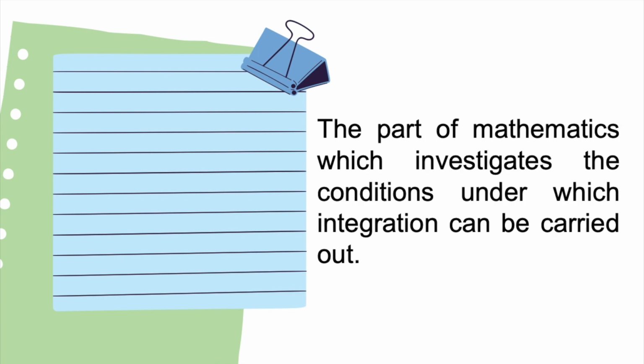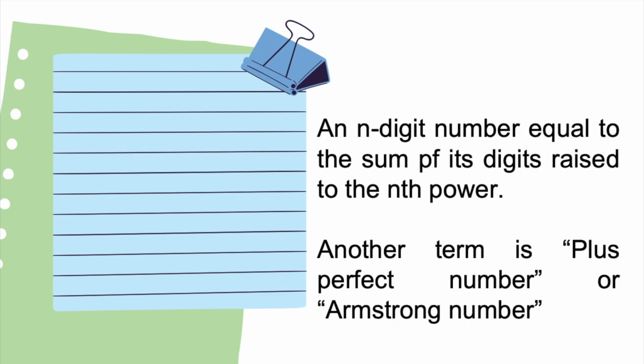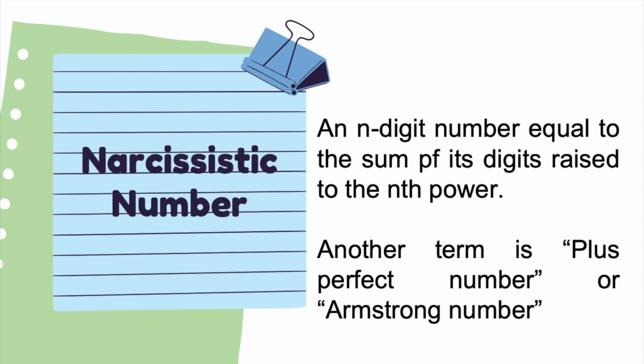The part of mathematics which investigates the conditions under which integration can be carried out. Measure theory. A measure of both time and angle. Minute. An n-digit number equal to the sum of its digits raised to the nth power. Another term is plus perfect number or Armstrong number. Narcissistic number.